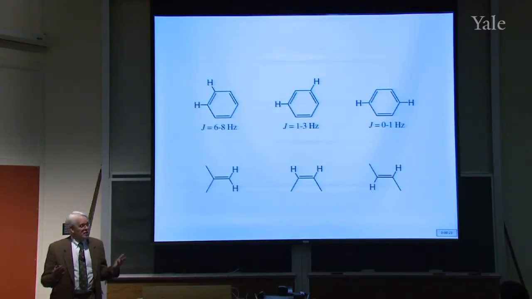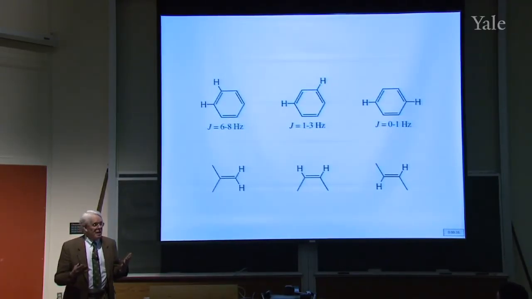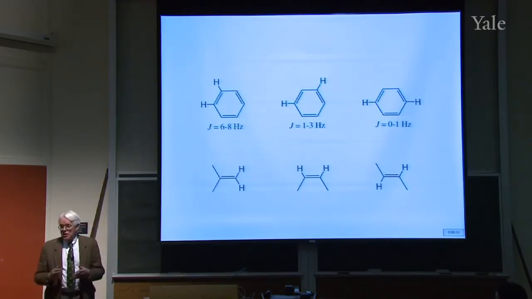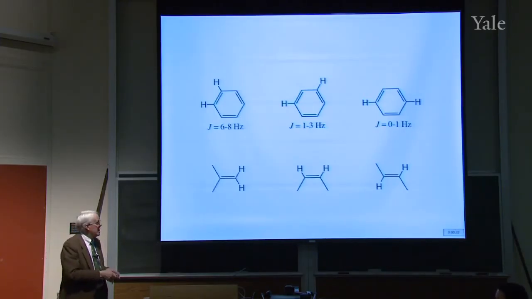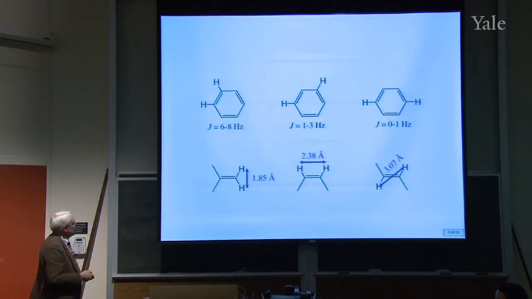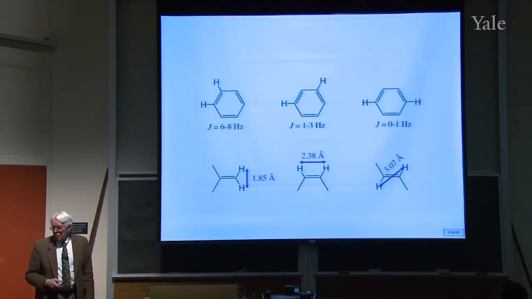Any thoughts? The position of the H's. Yeah, it depends on position, obviously, but in what way? The closer they are, the bigger the interaction. Can I see the hands of those who are surprised? Okay. Okay, now let's look at these. That's 1.85. This is 2.38. That's 3.07 angstroms.